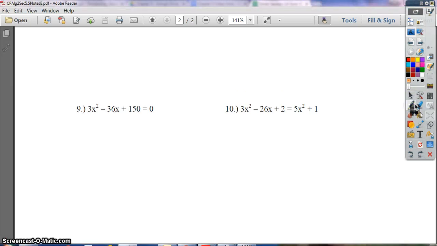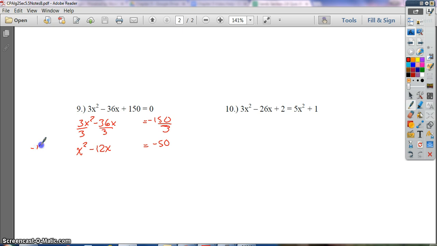Hey guys, welcome back. Let's jump through number 9. What I'm going to do is basically move over that 150. And then I'm going to divide everything by 3, because I cannot complete the square until I have a 1x squared out front. So right now that's what we're looking at.